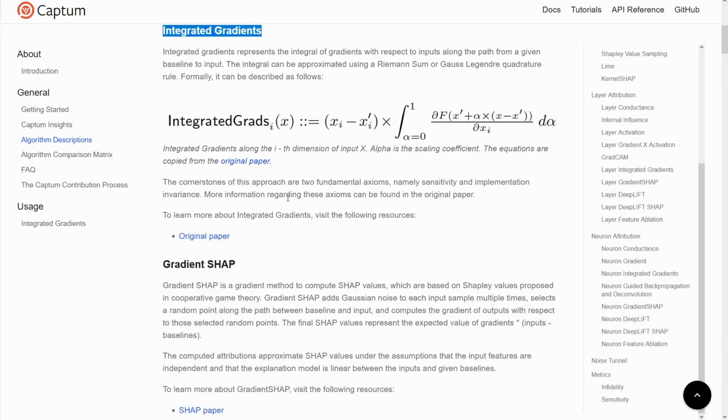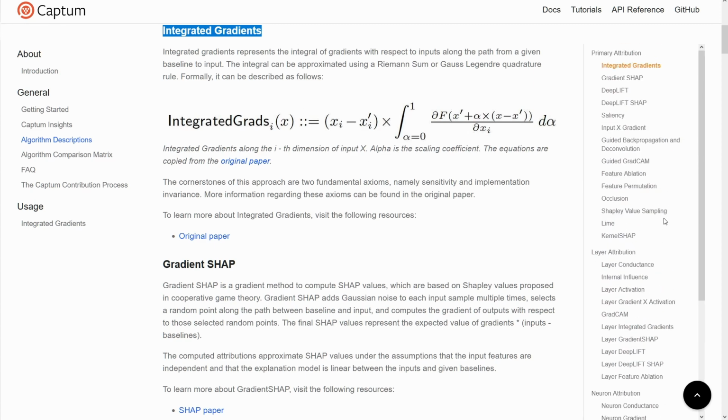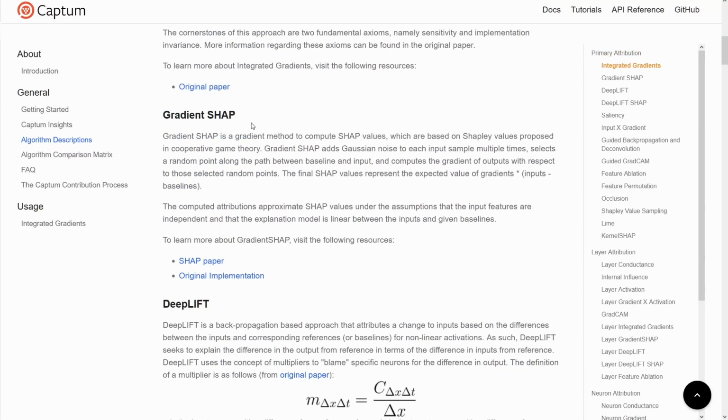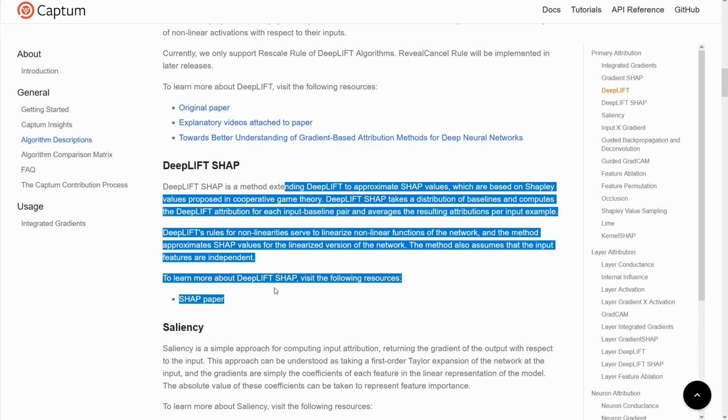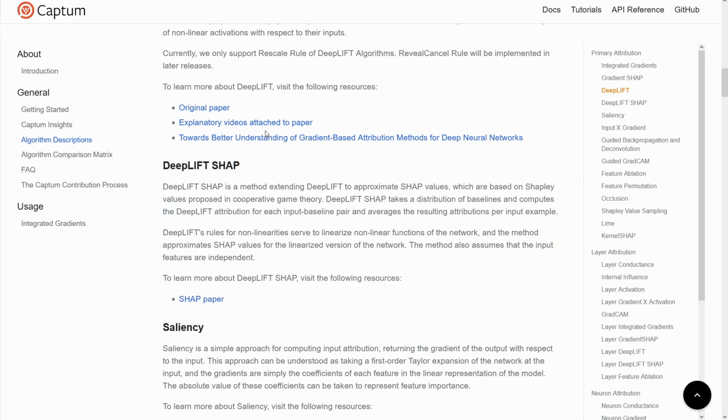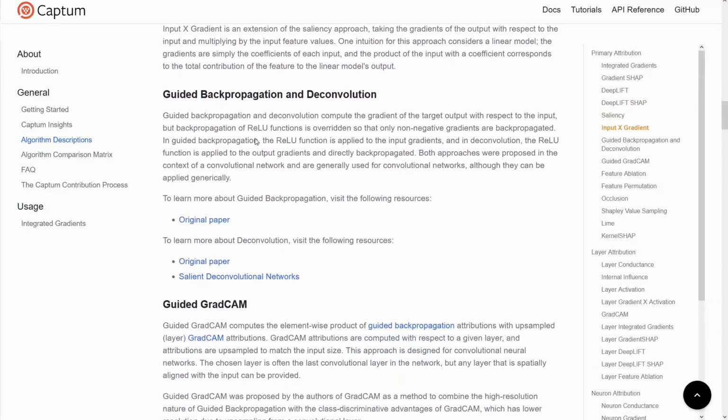And you always have a short explanation of the methodology and the original publication where the researchers published their ideas. And as you can see, we have now gradient SHAP, we have deep lift SHAP, all the different alterations and evolutions of the systems. And you always have the original paper, even some videos attached to the paper. So this is really nice if you're looking for some further code examples, if you're looking for a new method for augmenting your explainable AI system.